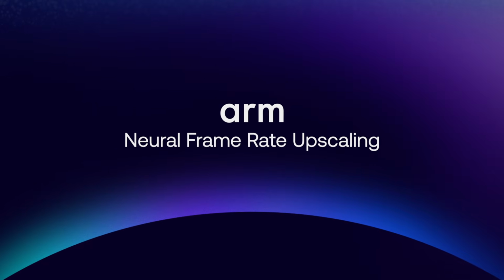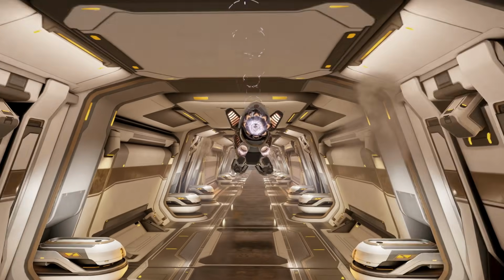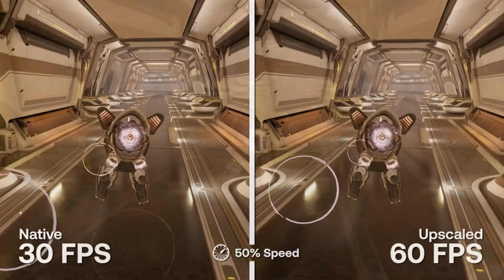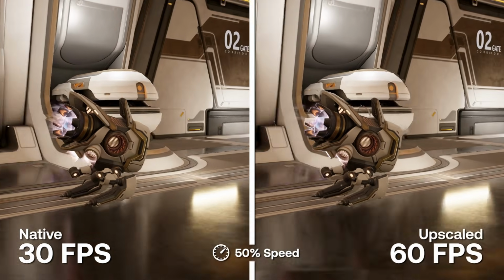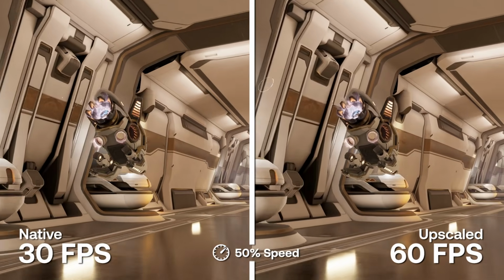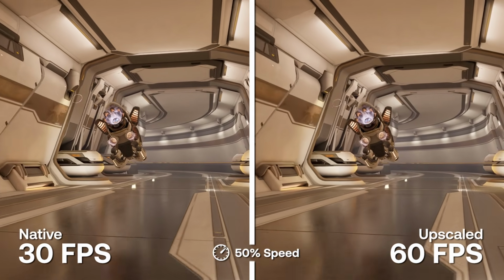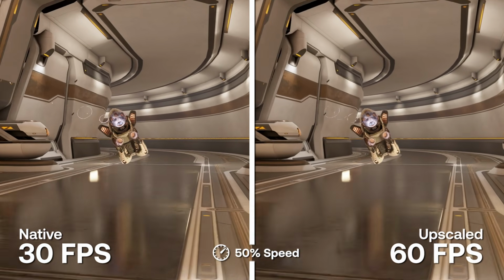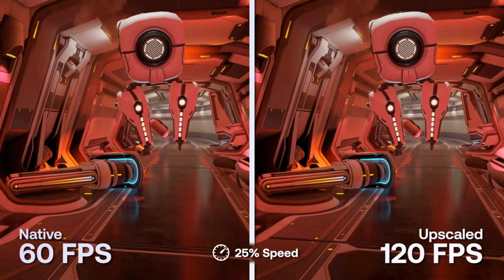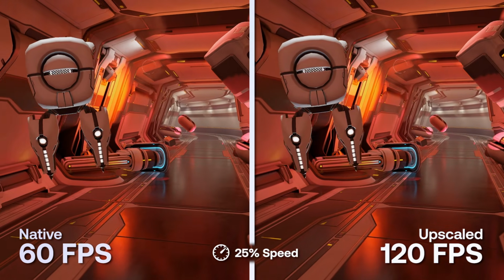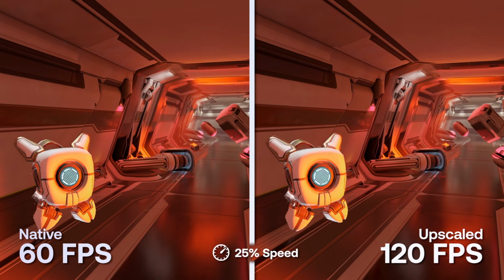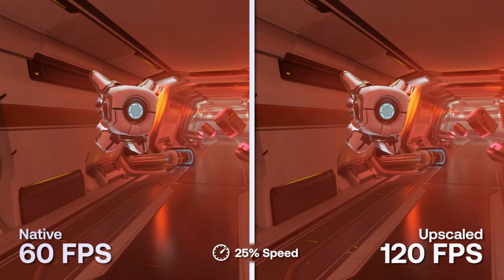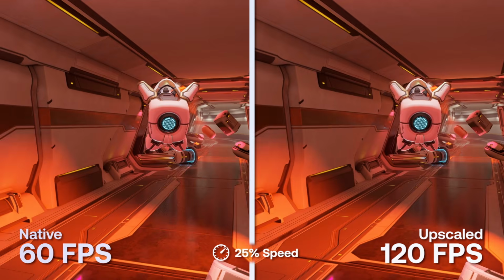Neural Frame Rate Upscaling, or NFRU, is an ARM neural graphics technology that can double the perceived frame rate of a mobile game. It allows a game that's running at 30 frames per second to be rendered at the visual equivalent of up to 60 FPS. Or, for a game that's already running at 60 frames per second, NFRU can increase the visual frame rate even further, up to 120 FPS, creating incredibly smooth, fluid visuals for a fraction of the native rendering cost.